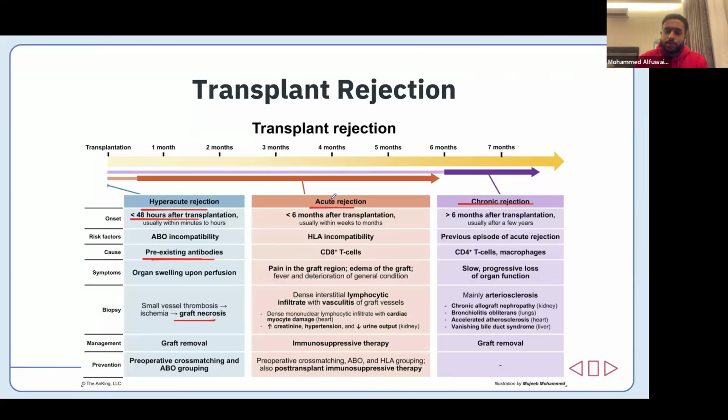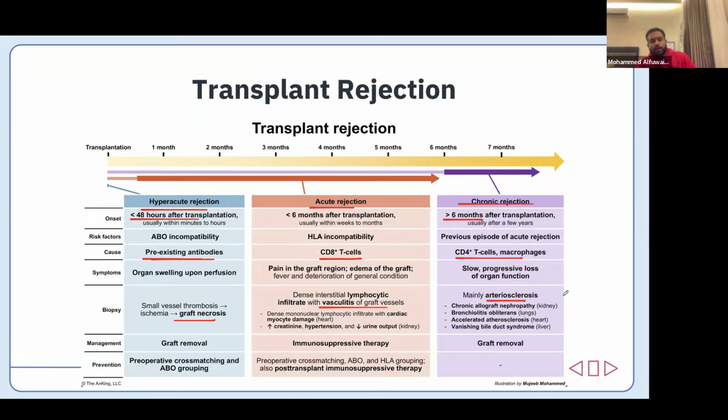Acute usually occurs within weeks to months after transplantation, and it's CD8 cytotoxic T cell mediated, which is usually a type 4 hypersensitivity reaction. I know your slides also say type 2, but it's usually type 4. This causes lymphocytic infiltrate with vasculitis and so on. Chronic rejection happens way later, months afterwards, and it's a type 2 or type 3 hypersensitivity reaction, and it presents as arteriosclerosis. These are the transplant rejections.